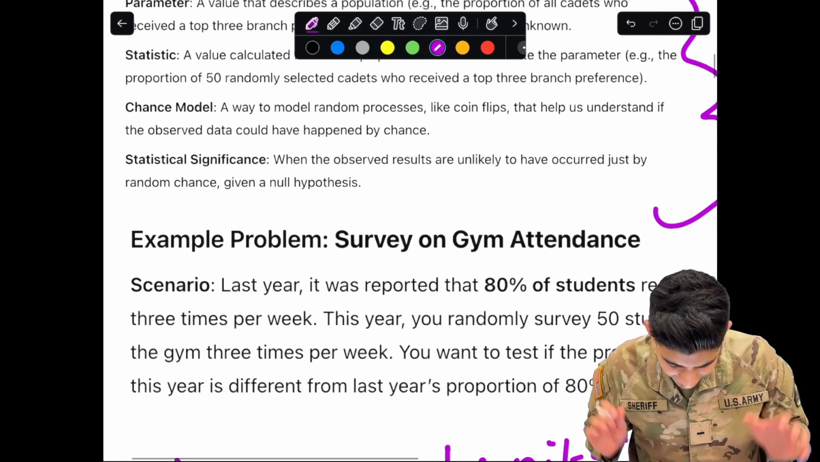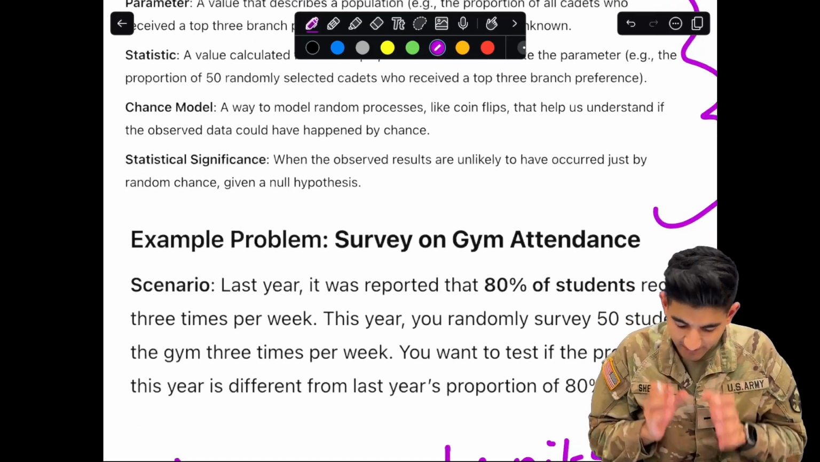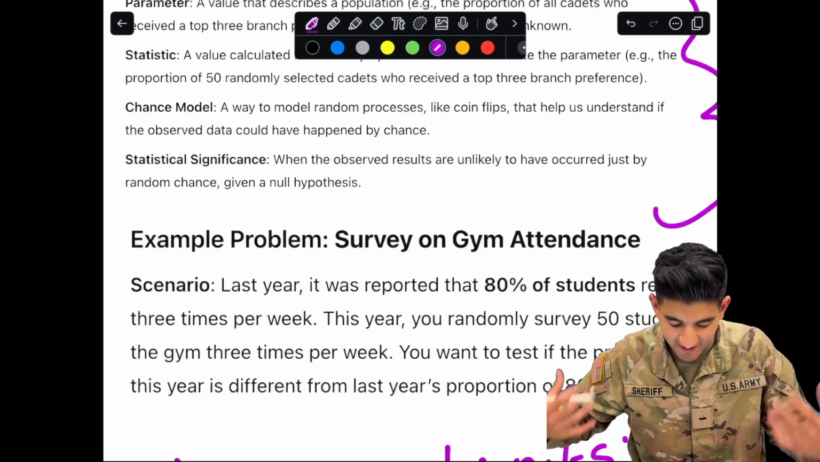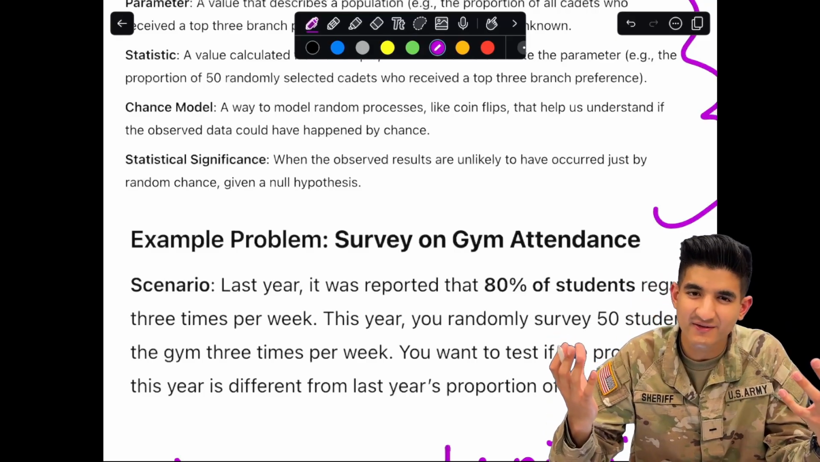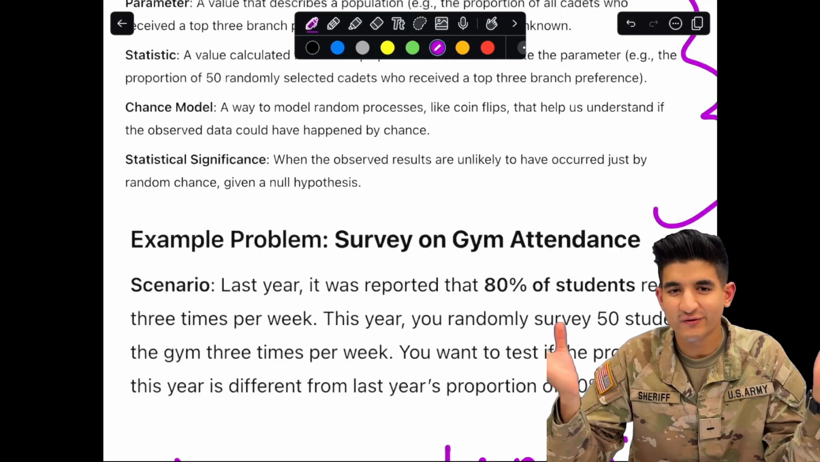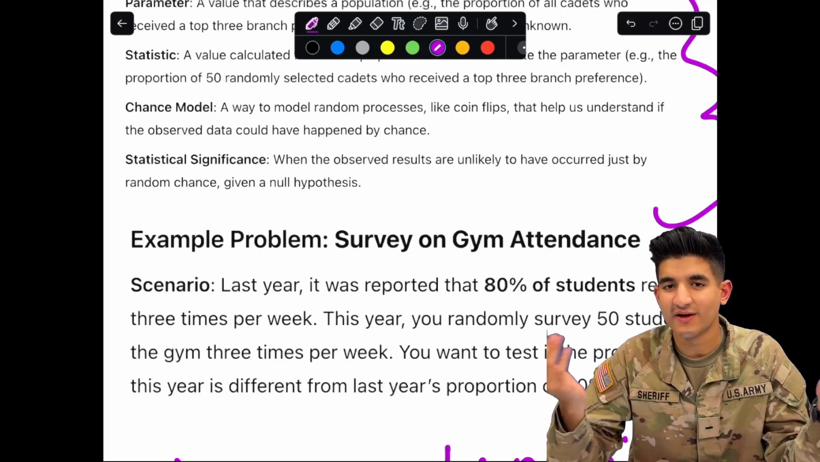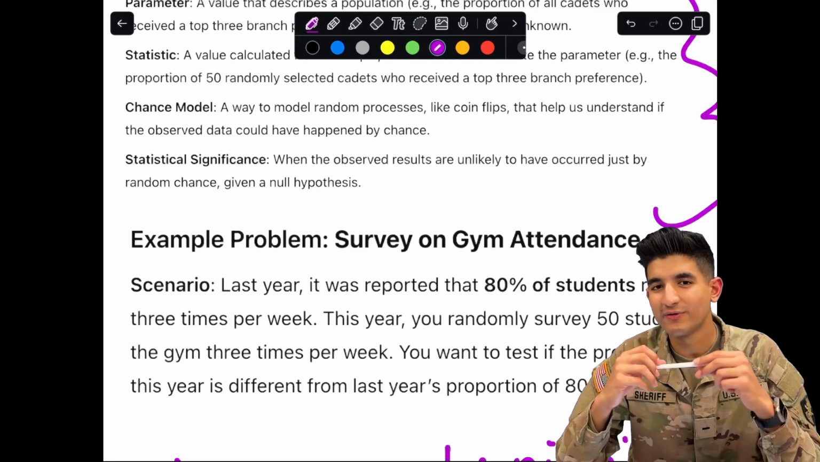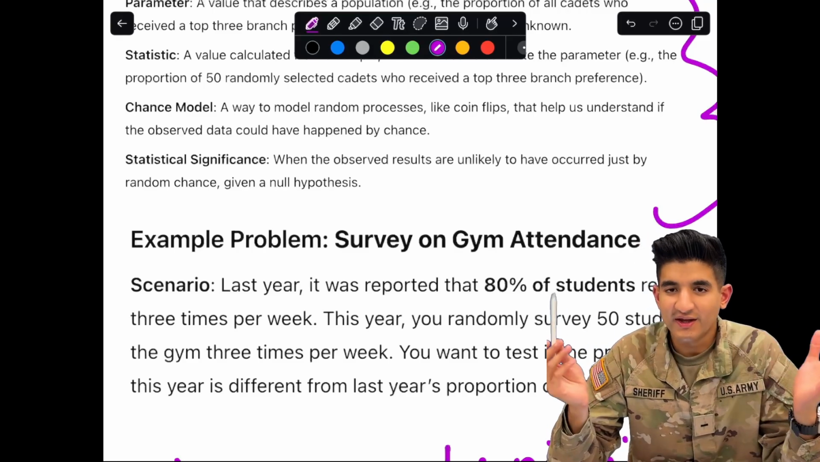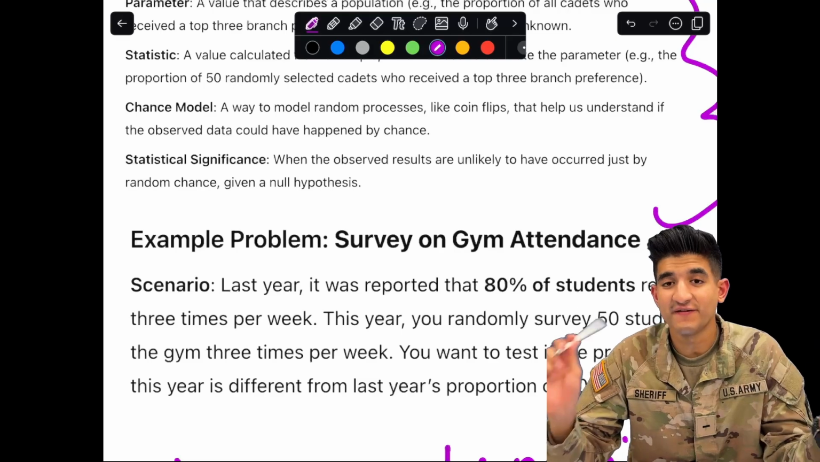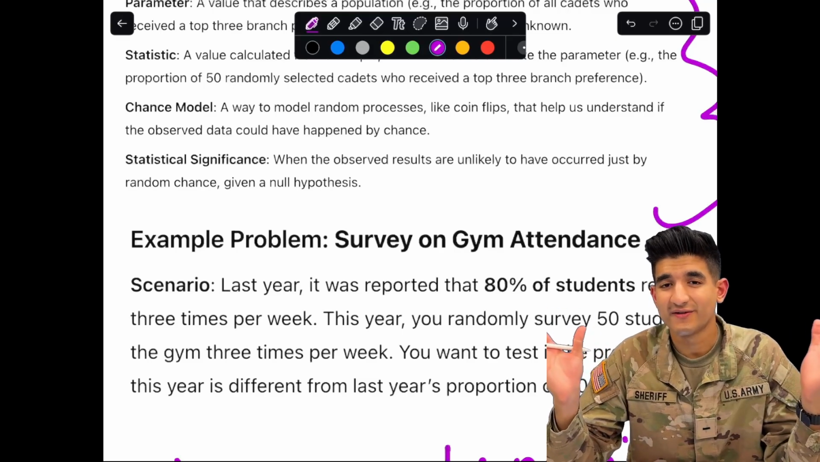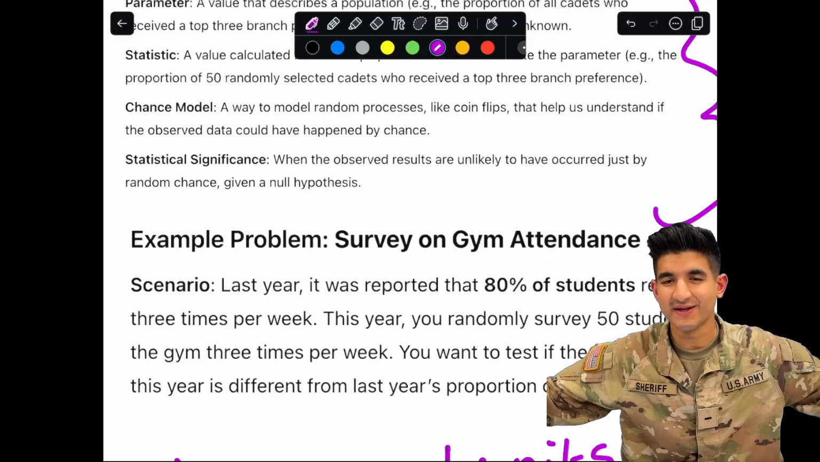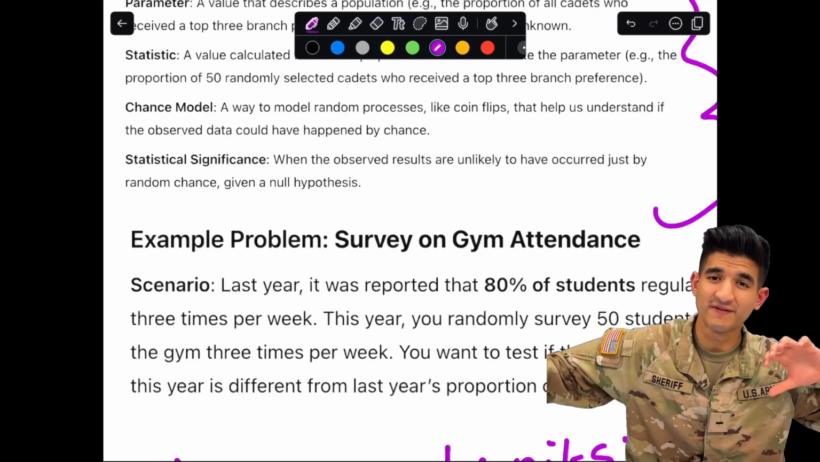So, the next thing is statistical significance, when the observed results are unlikely to have occurred just by random chance given a null hypothesis. What this means is, let's say the historical percentage of cadets who get their top 3 branch is 90%, and then your sample gives you 5 out of 50 get their top 3 picks. So that's a pretty stark difference, and you kind of know that varies. I mean, we don't really need to do any math to say that 5 out of 50 is very far away from 90%.